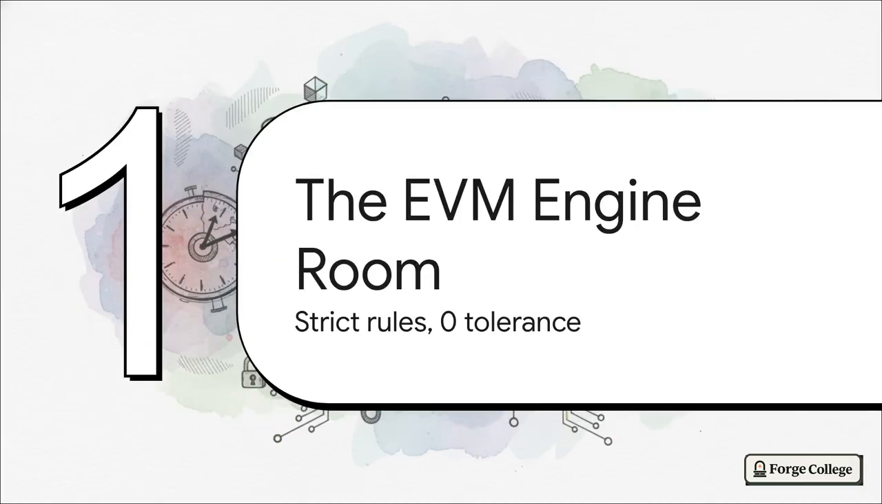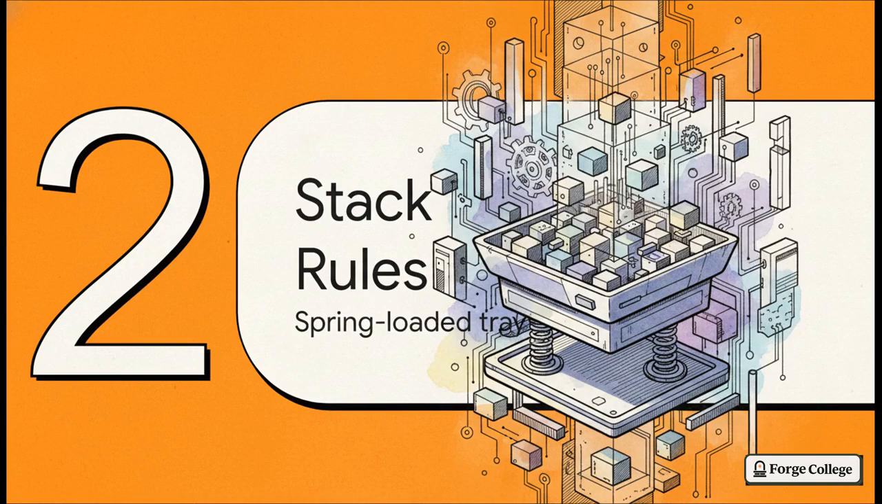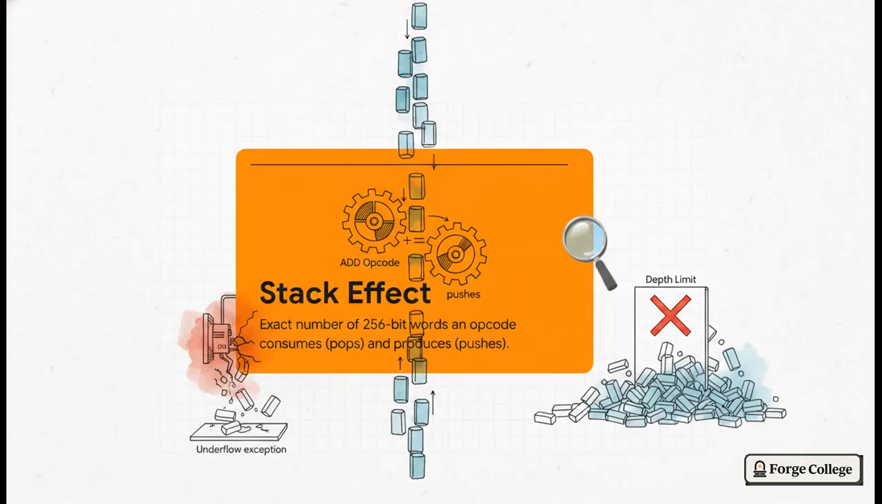Moving on to part 2, stack framing and rules, or as I like to picture it, the spring-loaded sorting tray. So I want you to imagine the EVM as this perfectly synchronized, incredibly rigid assembly line. The execution stack is our spring-loaded sorting tray, where all the immediate work actually happens. At the lowest level, every single opcode specifies a fixed stack effect. That's exactly how many 256-bit words it consumes, which we call pops, and how many it produces or pushes.